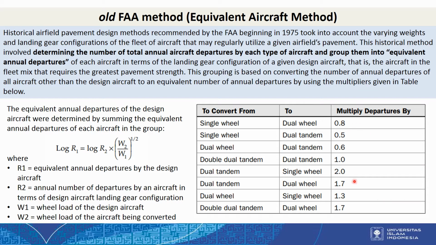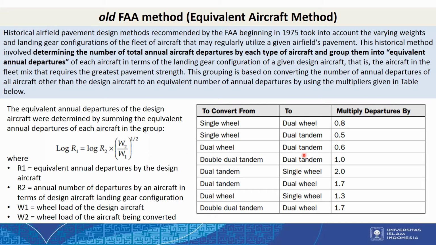So we have a design aircraft, so we have to convert the other types of aircraft to the design aircraft. For example, if we want to convert from the single wheel type to dual wheel type, we have to multiply it with 0.8, like this. And this is the table for converting the number of annual departures.